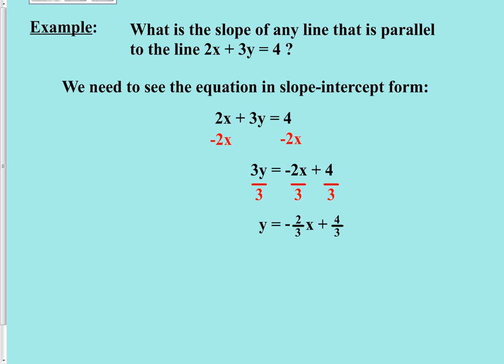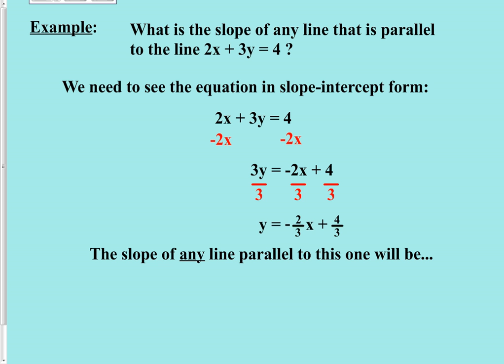Okay, so how does this help us? Well, in order to determine the slope of any line that was parallel to that line, we needed to know the slope. Now our slope is negative 2/3. So what would the slope of any line that wanted to be parallel to this line be? Well, it would have to have the same slope value, so that slope would be negative 2/3. Okay, so there is your answer. In order to be parallel to this line, we're going to have a slope of negative 2/3.